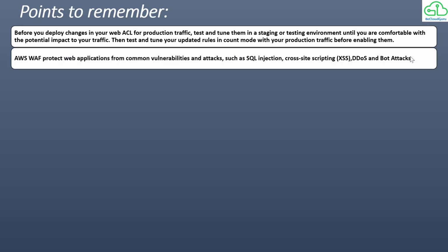Your AWS Web Application Firewall protects web applications from common vulnerabilities and attacks, and it can be used for SQL injections, cross-site scripting, DDoS attacks and bot attacks, account creation fraud prevention, all those things which we saw during our group of managed rules. You can use it for anonymous IP or proxy attacks, right? So the known bad IPs, all those things you can use your web application firewall to protect your web applications.